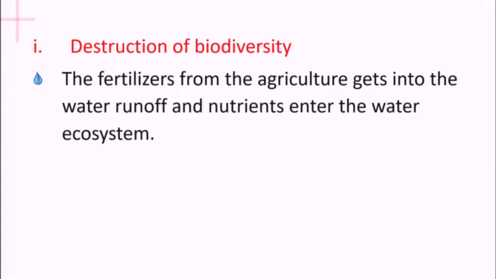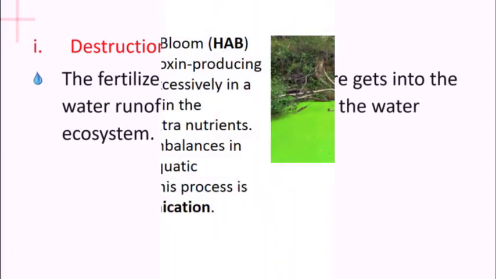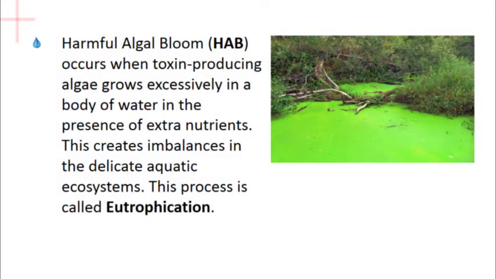The fertilizers from the agriculture gets into the water runoff and the nutrients enter into the water ecosystem. Harmful algal bloom, which is HAB, occurs when the toxic producing algae grows excessively in a body of water in the presence of the extra nutrients which has come from the runoffs. This creates imbalances in the delicate aquatic ecosystem. This process is called eutrophication. Further, it reduces the amount of oxygen present, BOD, that is the biological oxygen demand in the water. This causes the other aquatic organisms to perish because of the low BOD level.